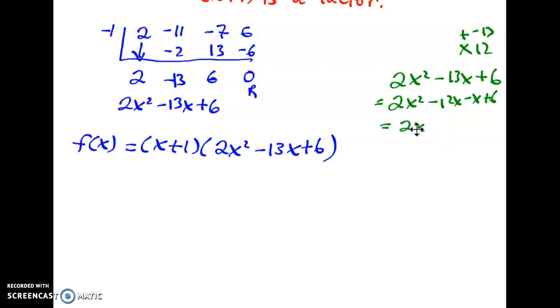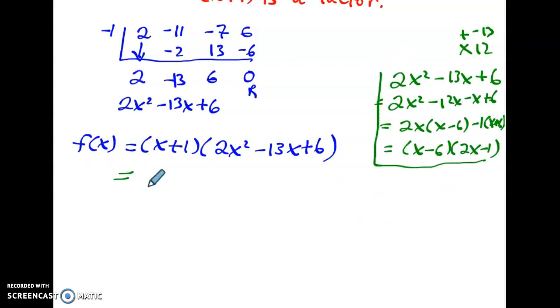I can pull 2x out of the first bit. Pull a -1 out of the second bit. That's a minus there. And I get x minus 6 times 2x minus 1. And that's just a little aside. So going back to my original function here, that quadratic is 2x minus 1, x minus 6. And there we have our fully factored cubic.